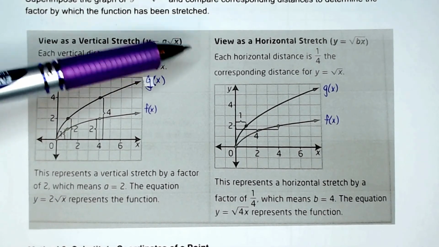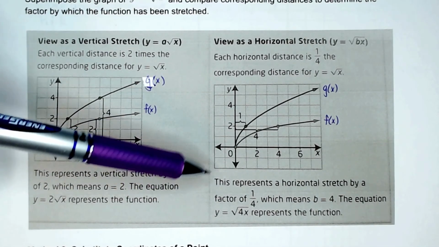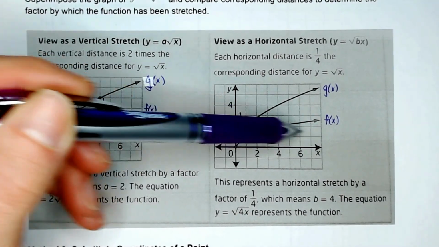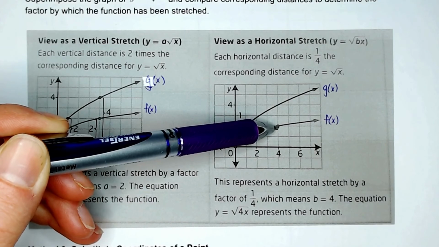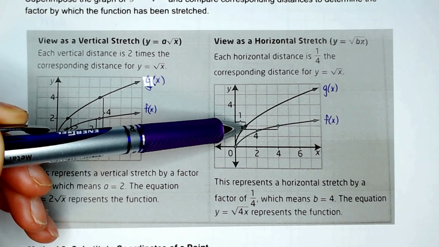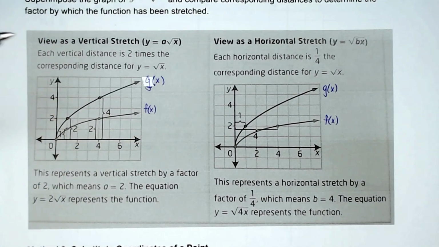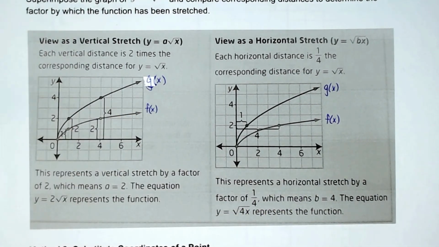The horizontal graph, it's much the same except you're working across the x-axis. So in our original graph, we're going to look across. So on our original f of x, this point (4, 2), on our g of x, it now becomes (1, 2). So you can see that it's changed by a factor of 1/4, which means, of course, that b is equal to 4.